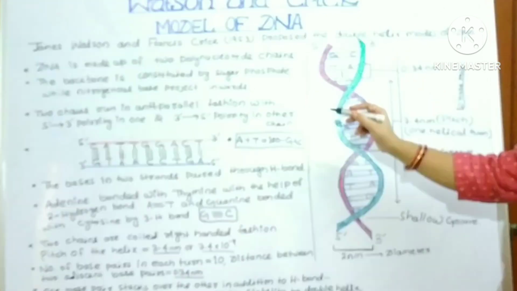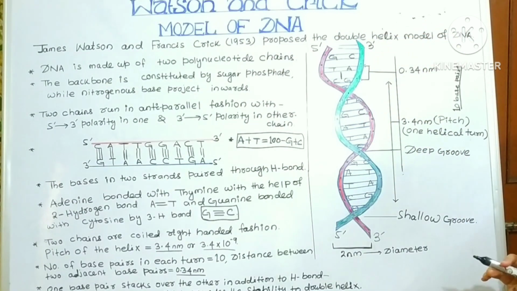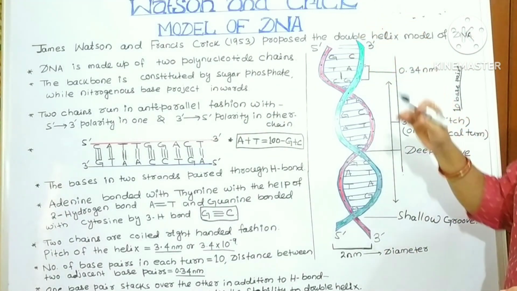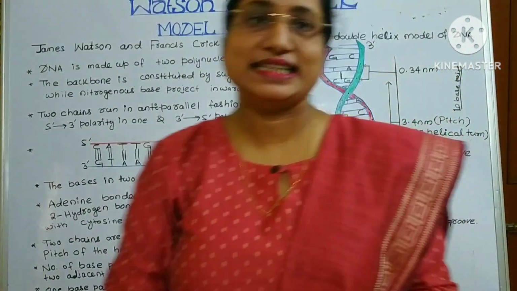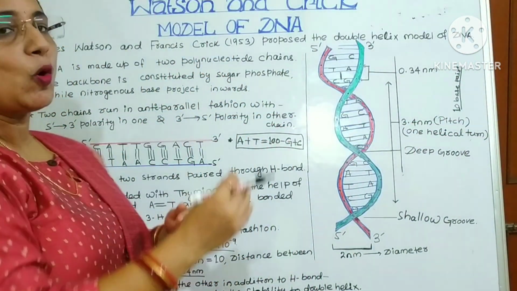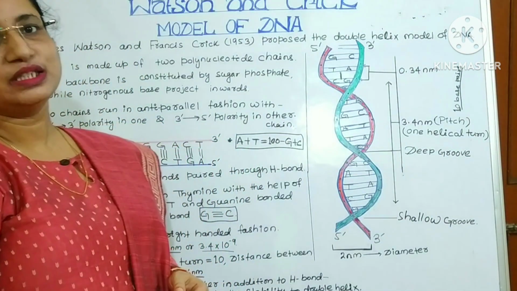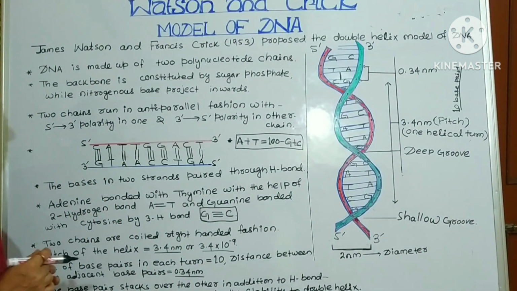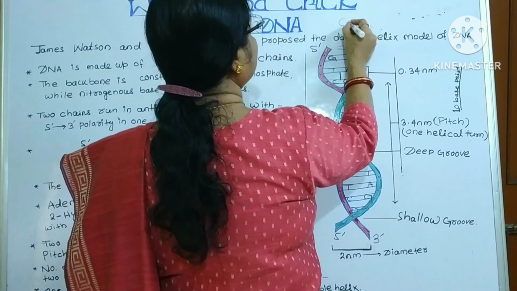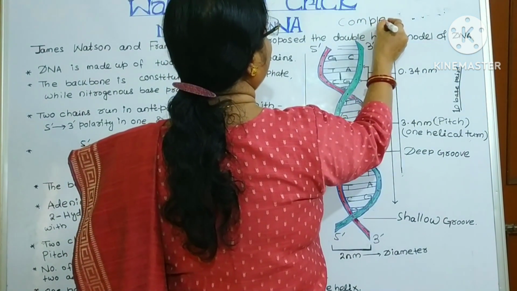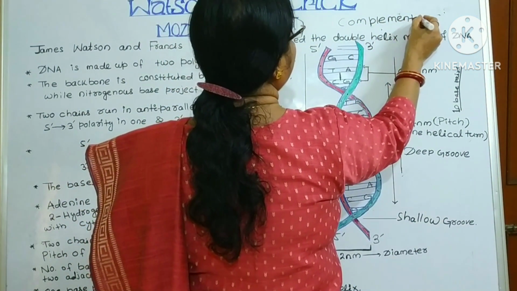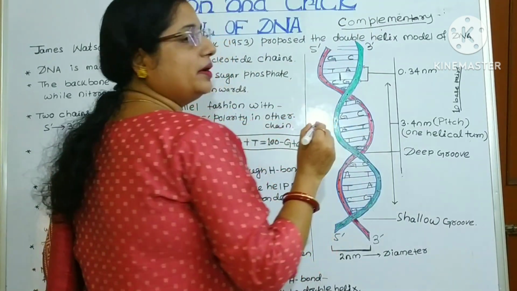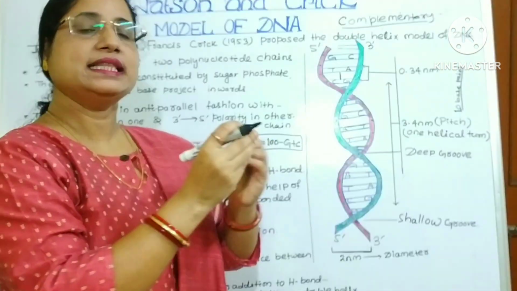So this is the Watson and Crick model of DNA. And a very important point or objective of the Watson and Crick model of DNA is the complementary base pairing. What is the meaning of complementary? Complementary means related with each other.